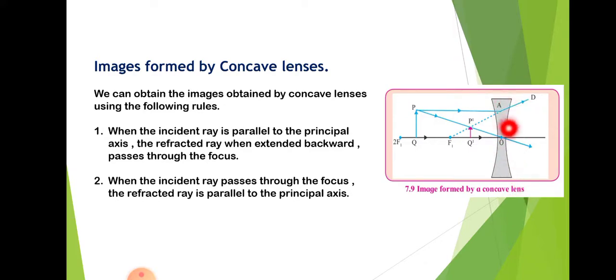Don't confuse between the concave and convex. It is very easy, just you have to pay attention. Yes, so now here you can see this is the concave lens. So first what it tells, when the incident ray is parallel to the principal axis, this is the incident ray which is parallel to the principal axis, PA. Then what happened, the refracted ray when extended backward passes through the focus.